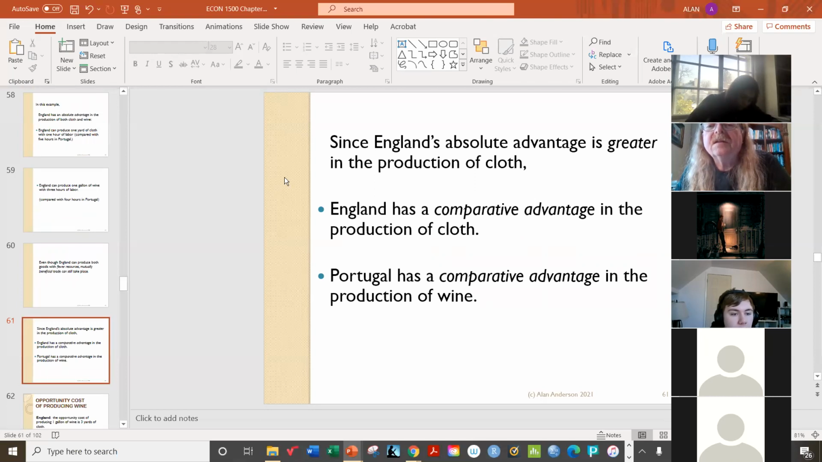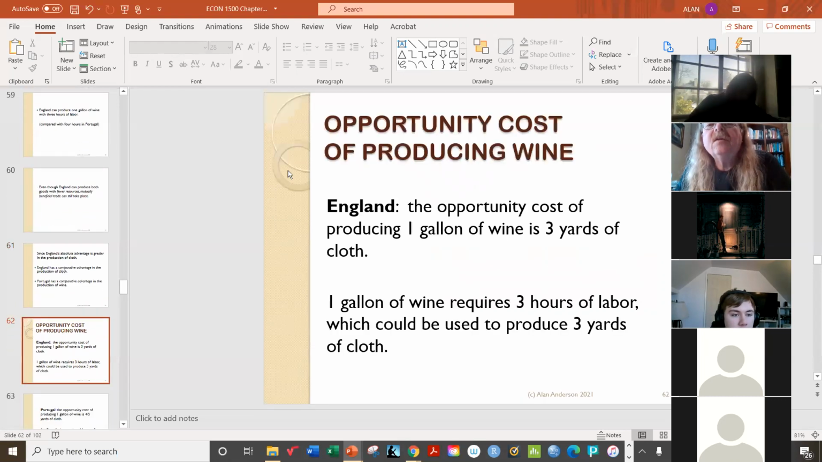Now, how can we prove this? We're going to prove it by calculating the opportunity costs each nation faces in the production of both products. Now, how do we decide this? All right. So when you look at this carefully, if England wants to make a gallon of wine, how much cloth do they have to give up?